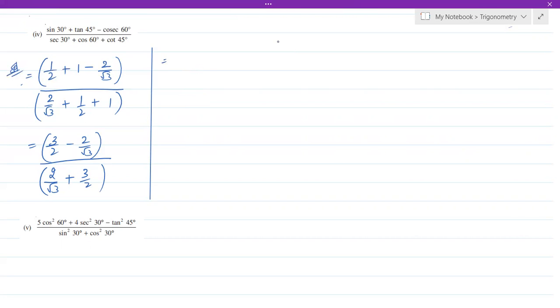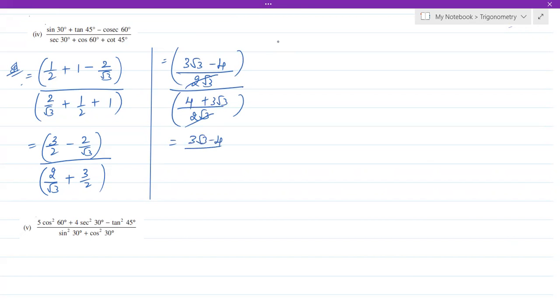Let's take the LCM first. Okay. How do we take the LCM? Multiply the denominator. 2 into root 3 is 2 root 3. Crisscross. 3 into root 3 is 3 root 3. Minus 2 into 2 is 4. Okay. The same thing applies for the denominator. 2 into root 3 is 2 root 3. 2 into 2 is 4. Plus 3 into root 3 is 3 root 3. Now the denominator and denominator get cancelled. 2 root 3, 2 root 3 get cancelled. So we'll be left with 3 root 3 minus 4 by 4 plus 3 root 3.